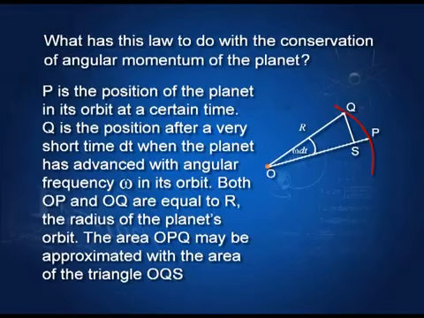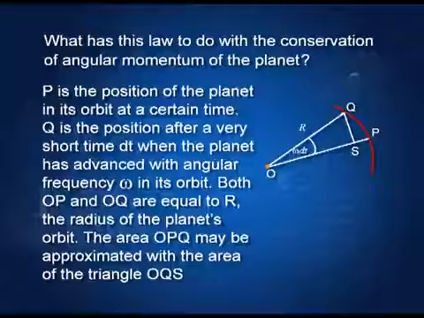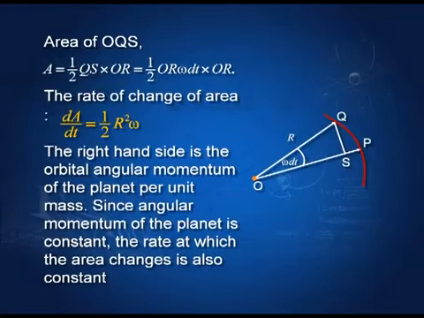Now, what is the area of this triangle, which is also the area OPQ, approximated as OSQ? It is the base times the perpendicular times half. If you find the area, it is half QS into OR. QS itself is R omega dt, so the area becomes half R squared omega dt. And what is R squared omega? If you remember, m R squared omega is the angular momentum.